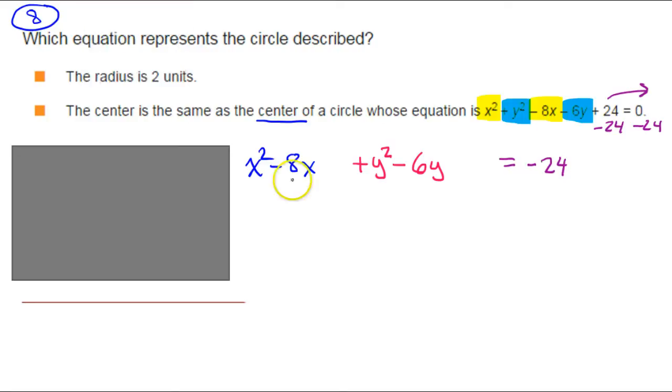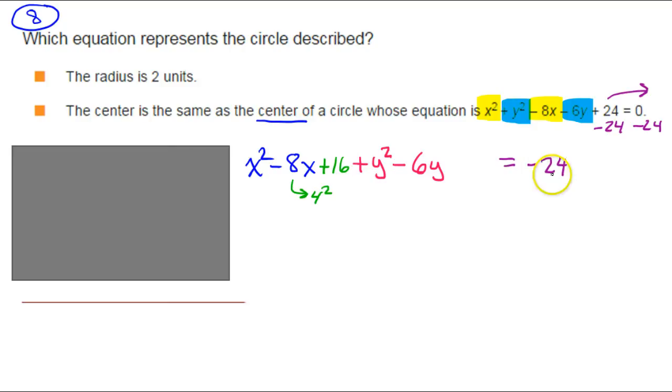Okay, let's see. The way you complete the square is you look at the middle term here. I'm going to take half of the middle, and then I'm going to square that. So half of 8 is 4. Okay, I took half, and then I'm going to square that. 4 squared is 16. That's why I'm going to put a positive 16 right here.